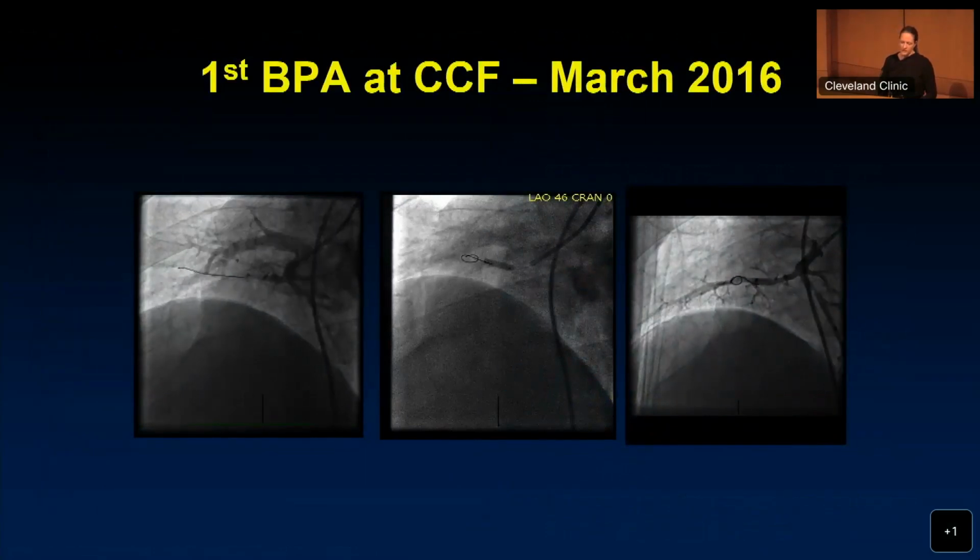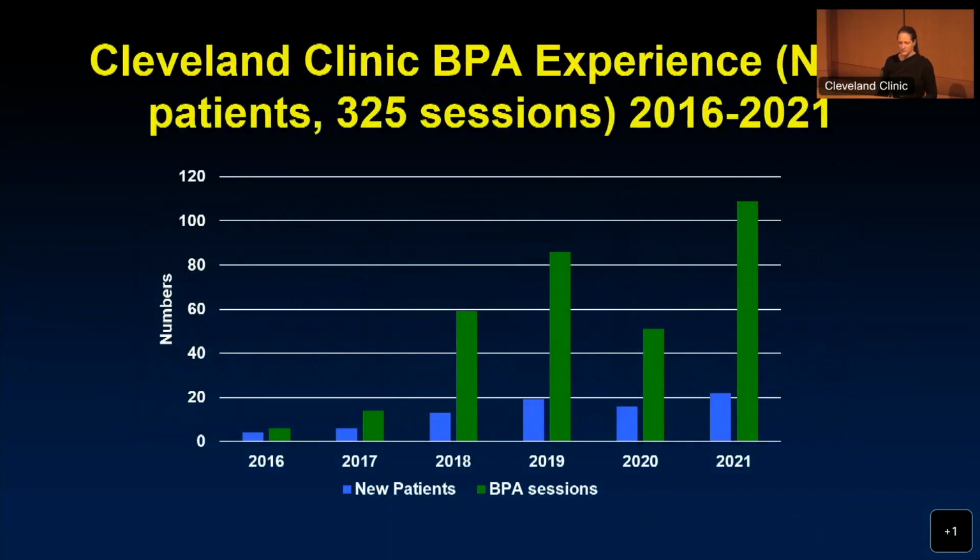So at Cleveland Clinic, we did our first BPA in 2016. Since then, this is a little bit of older data, we've also been really busy from that standpoint. Our complication rate is about 6%, and we've had no deaths.